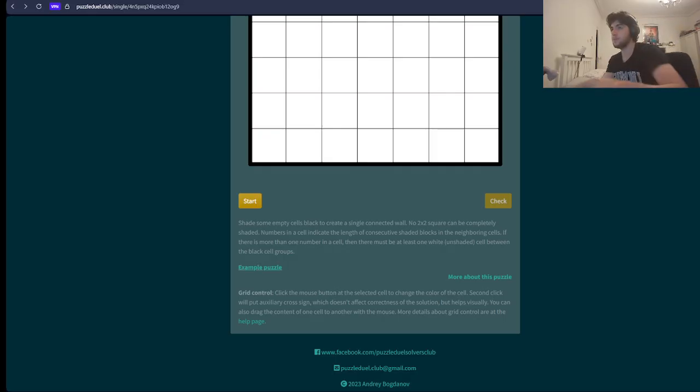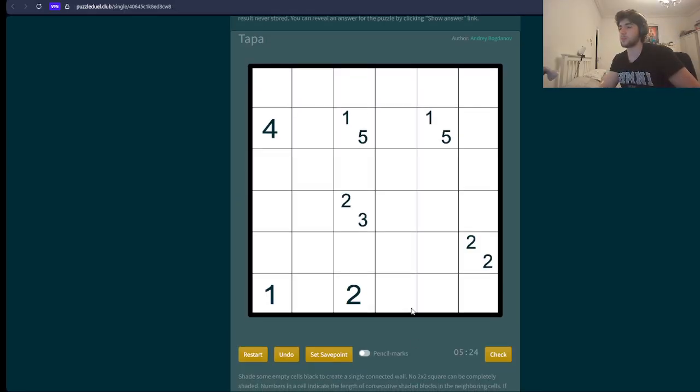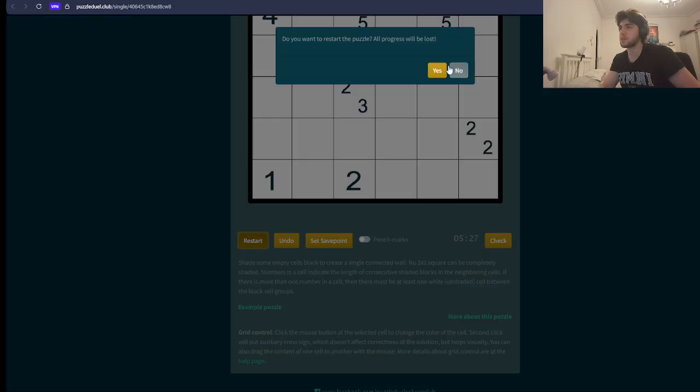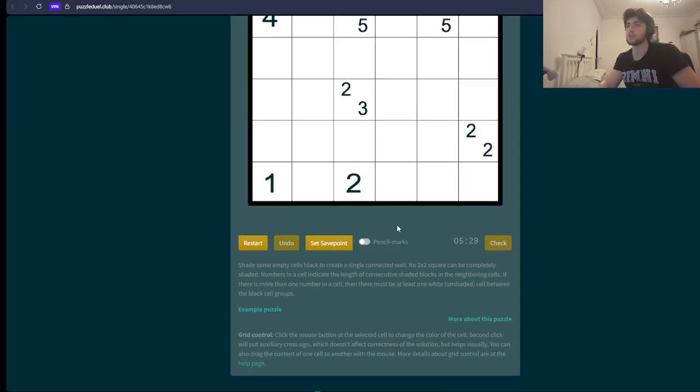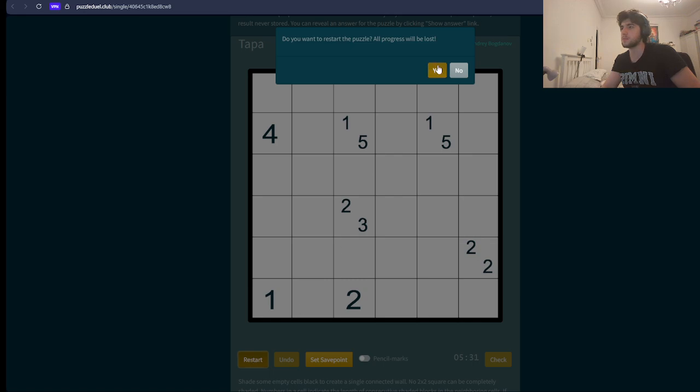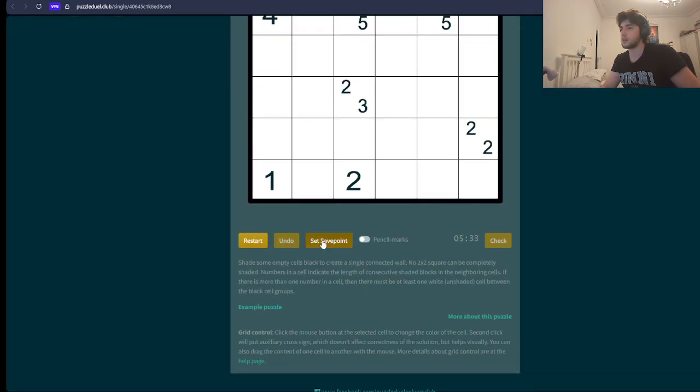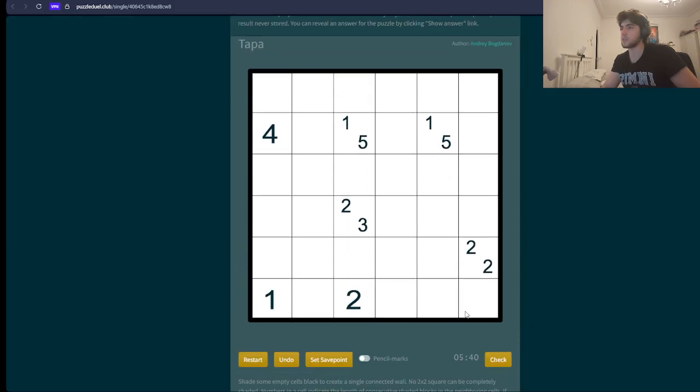So what we have to do, and it's maybe easier if we go into this example puzzle, as you can see, I tried playing around with it. Let's just restart. Okay, there we go. So it restarts at the same time. I thought it was going to reset the time.